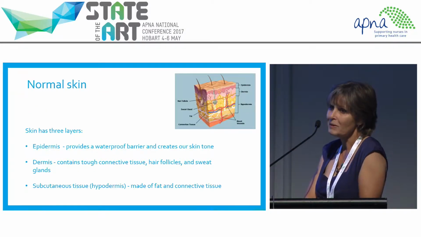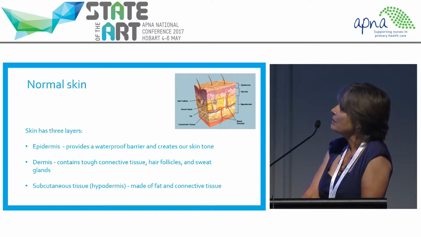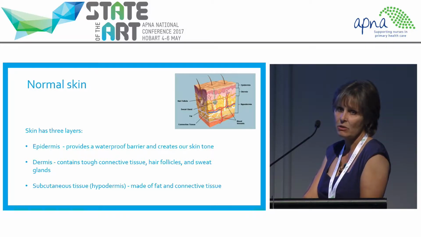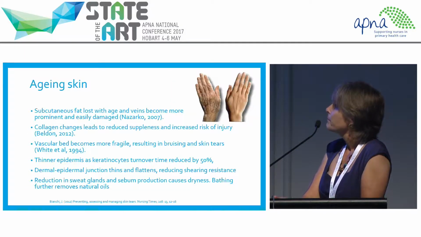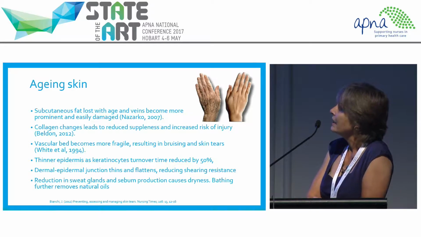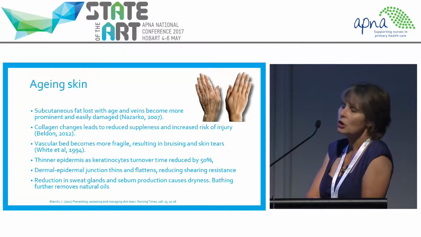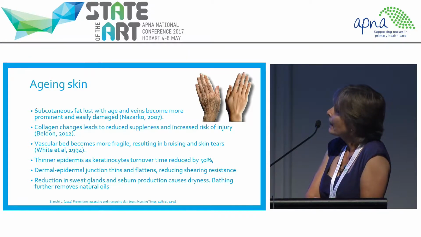We all know what normal skin looks like, and we know that there's 3 layers. We've got the epidermis, the dermis, and the subcutaneous or hypodermis. And again, we've got aging skin, and these are the changes that happen as our skin ages. It gets thinner, the vascular bed becomes more fragile, the collagen changes, and we've got less subcutaneous fat. The skin also gets drier.